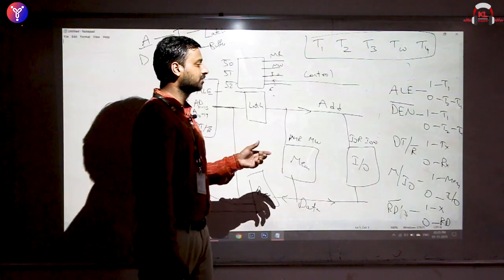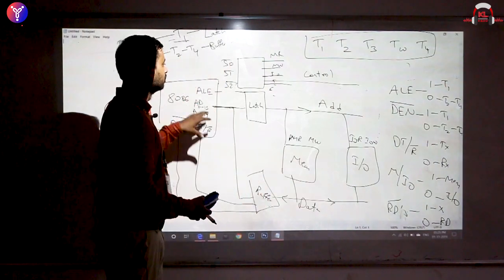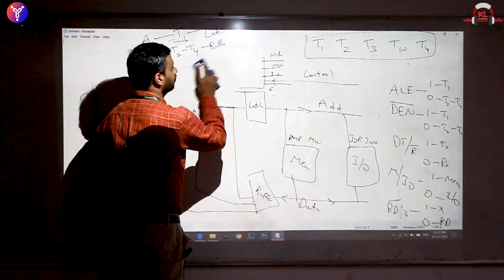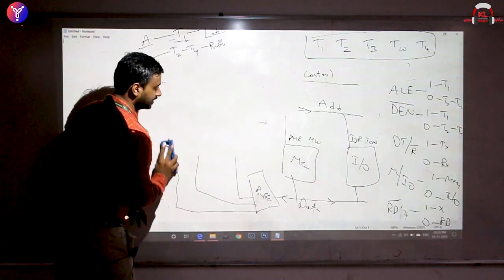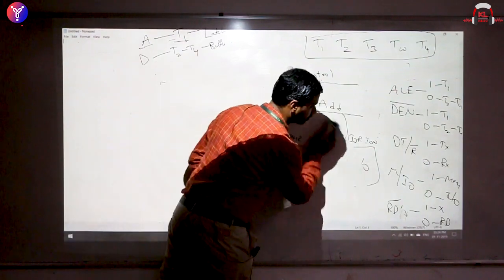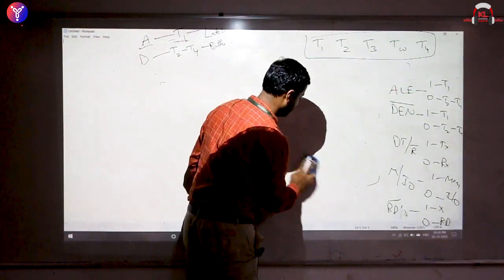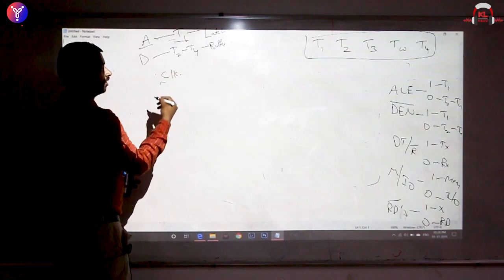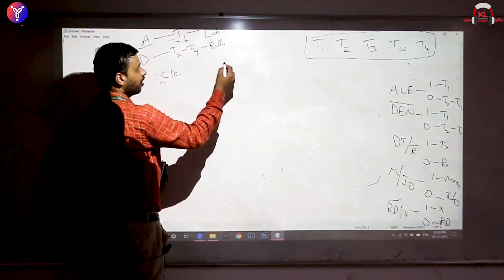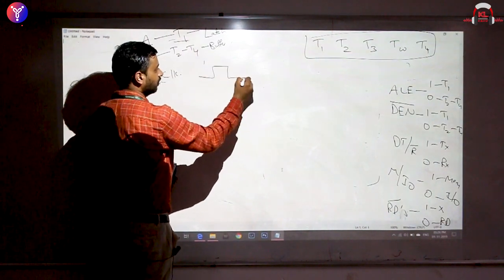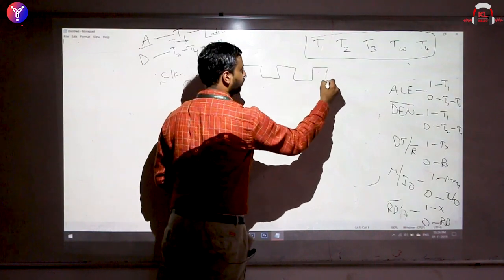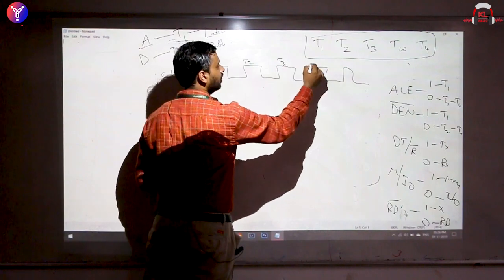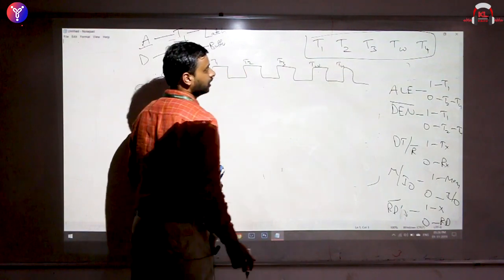The next important part is drawing the timing diagram out of it. As we have seen, this is a configuration diagram. The timing diagram is a combination of all these signals that we have discussed. So I'll show you a sample timing diagram. The clock is a common part. We have how many states? We have 5 states. Sorry, T1, T2, T3, TW and T4.